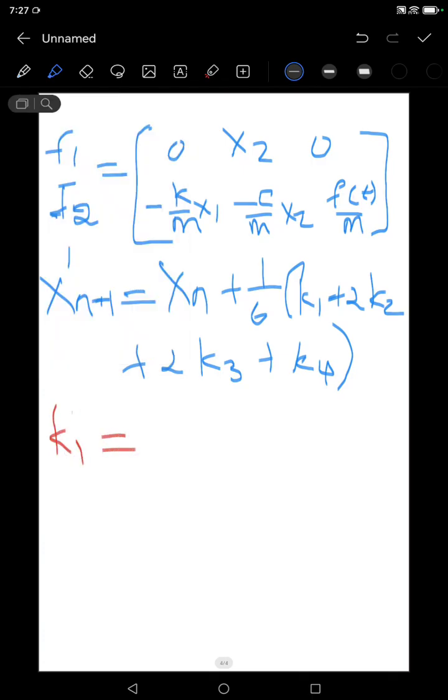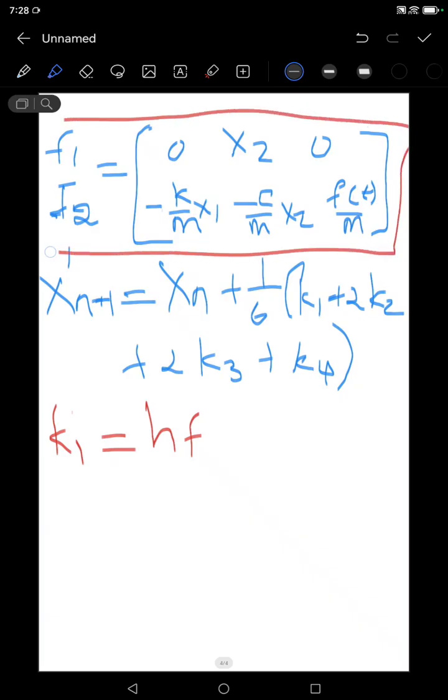To determine the value of k1, we use this formula: h f. H is the step size, and F is the forces. For the forces, we're going to use this matrix to determine them. The main reason we start by doing the state space and then the matrix is to get the values of F. So k1 equals h f of t, x, where t is the time and x is the displacement.